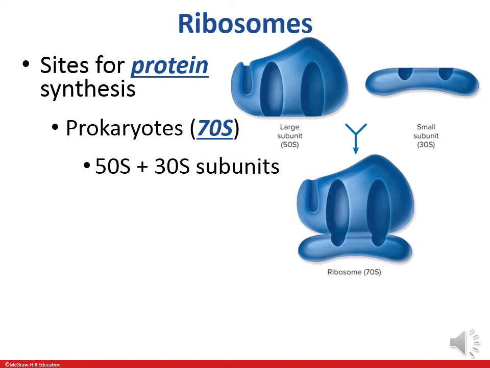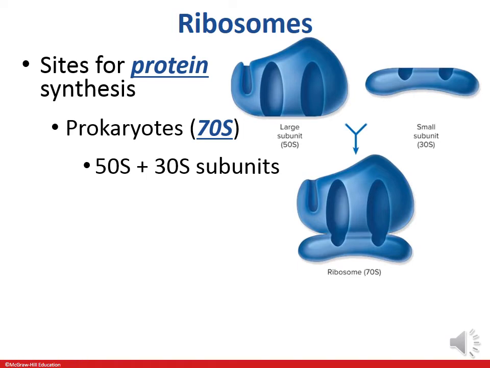Now, this math doesn't add up. It's not supposed to, right? So when we sediment something, it's based on the shape and size of the surface area of that structure. If you were to break up these two subunits, there's a large and a smaller subunit where the ribosome comes together. If you separated those out, it would be a 50S and a 30S subunit. If they enzymatically broke them down and spun them out, they would come out at two different sizes.